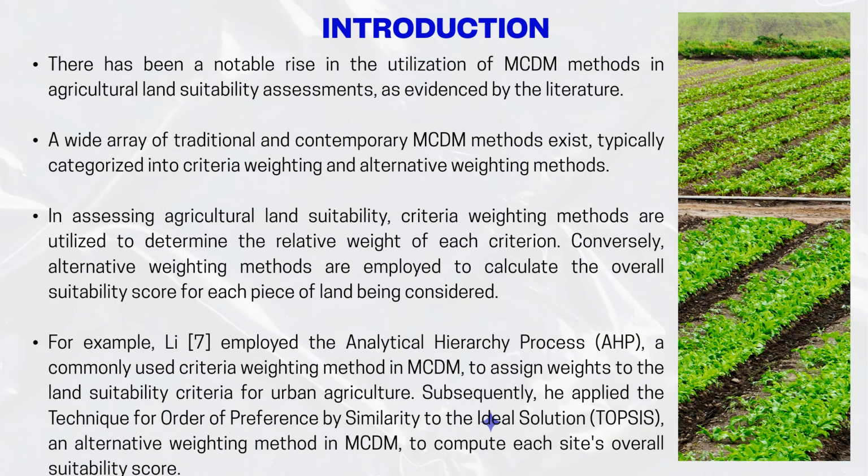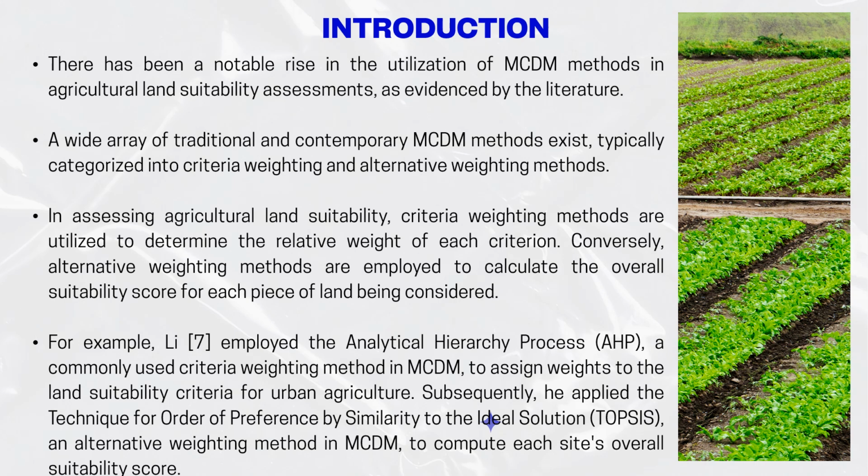And so it is actually not surprising for us to know that the use of MCDM methods in evaluating agricultural land suitability has significantly increased, as reported in the literature. In actual, there are numerous MCDM methods available, which we can generally classify into two categories. The first group is criteria weighting methods, and the second one is alternative weighting methods.